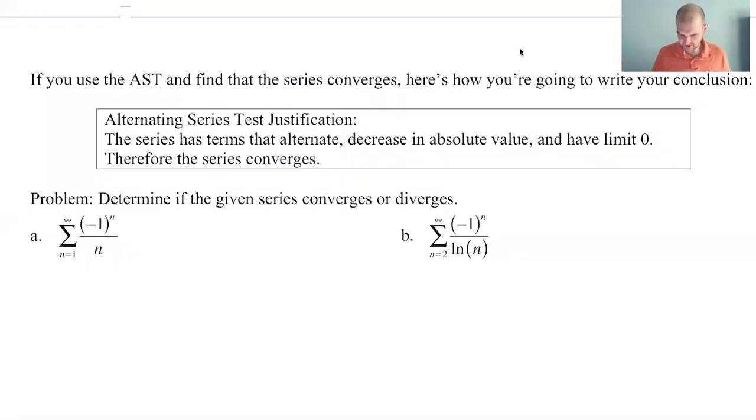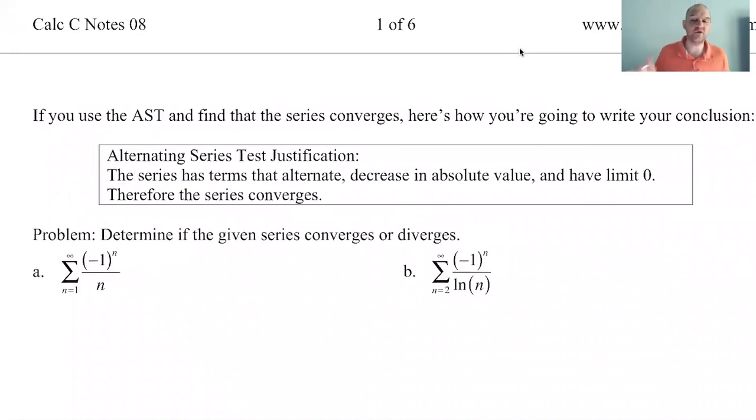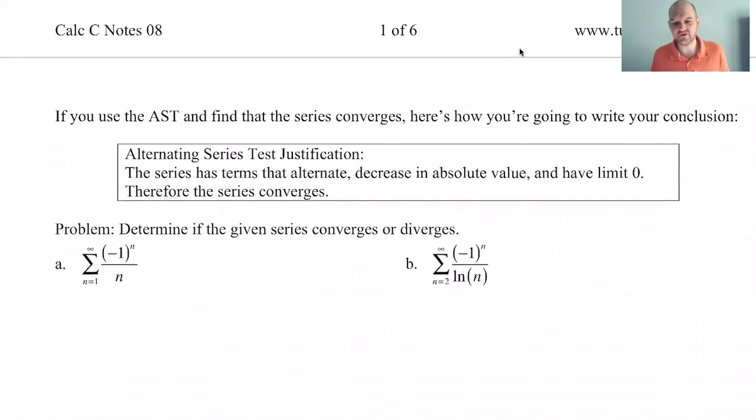All right, we're back. We're on page 2 of notes 8 of Calc C. We're talking about the alternating series test for alternating series. So it needs to strictly alternate, go positive, negative, or negative, positive. We need the terms to decrease in magnitude, or decrease in absolute value, and we need them to have a limit of 0.